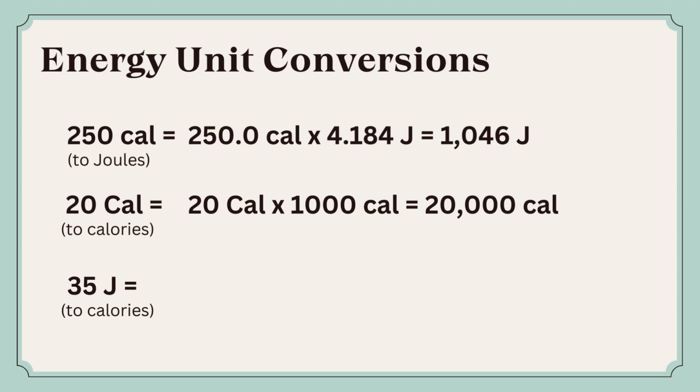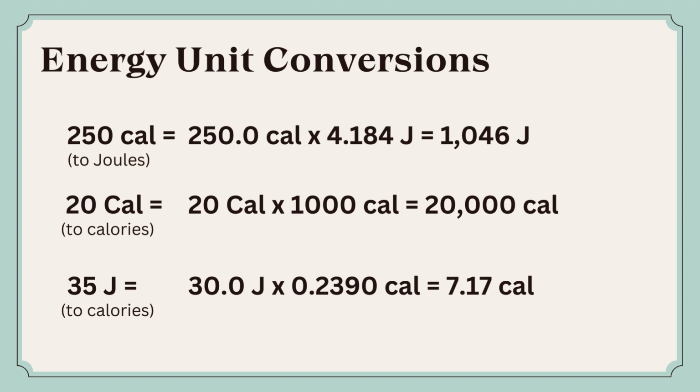Lastly, convert 35 joules to calories. You would use the equation 35 joules times 0.2390 basic calories because 1 joule equals that amount of calories. And you would find that 35 joules equals 7.17 calories.